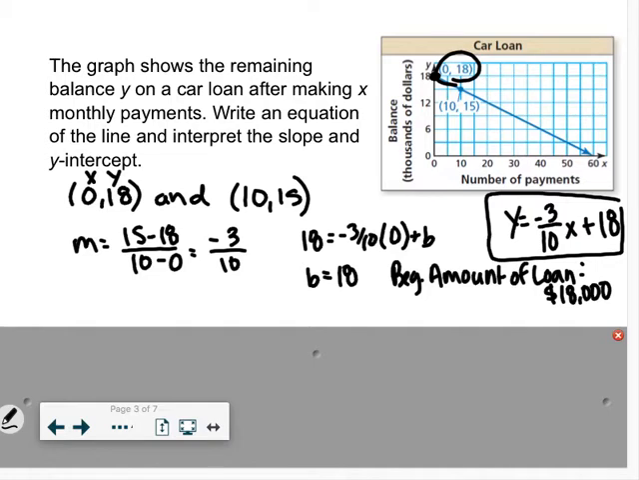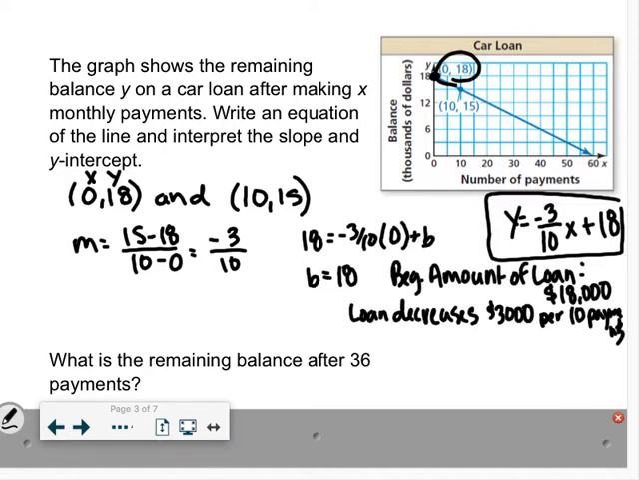Yeah, so you're making 10 payments, and what's happening to the amount of your loan? It's going down $3,000. It says balance, not loan. Is it loan balance? Yeah, it says the balance on your car loan. So the slope is the loan decreases $3,000 per 10 payments. Squeeze that in. That's your payments.